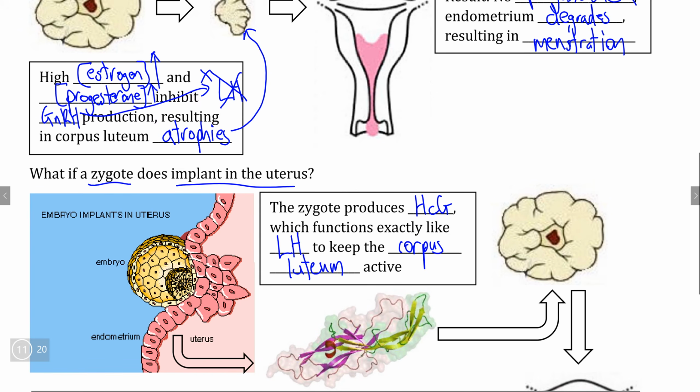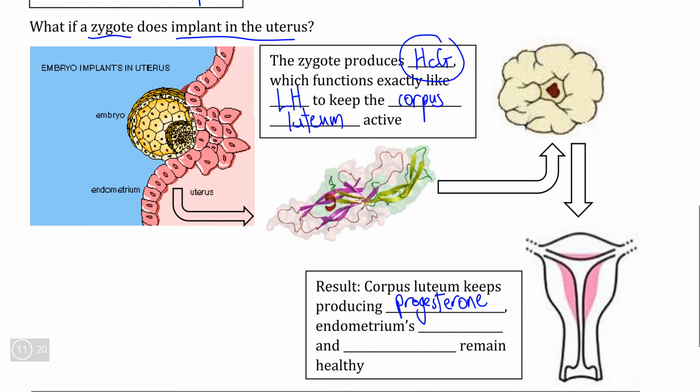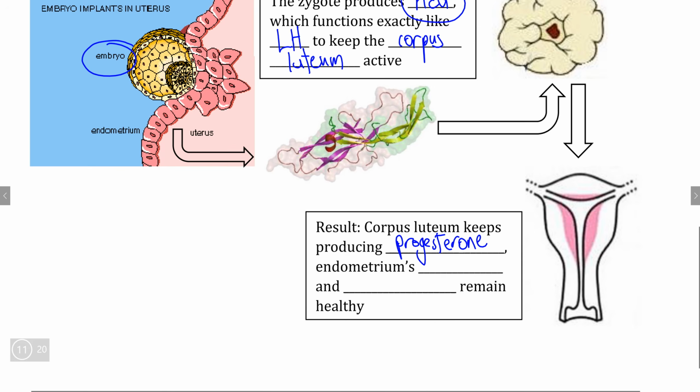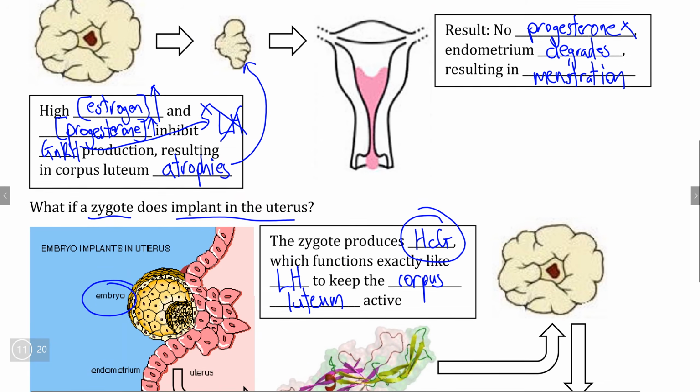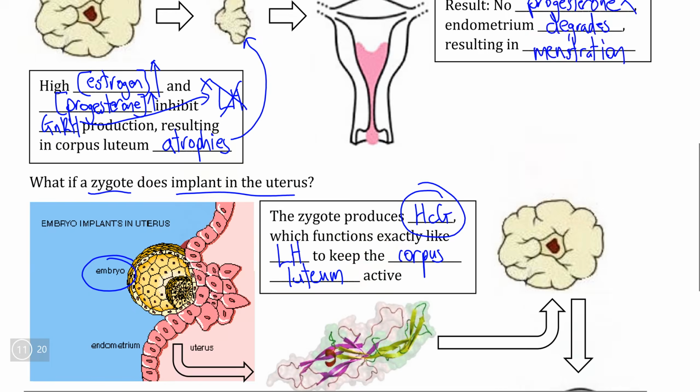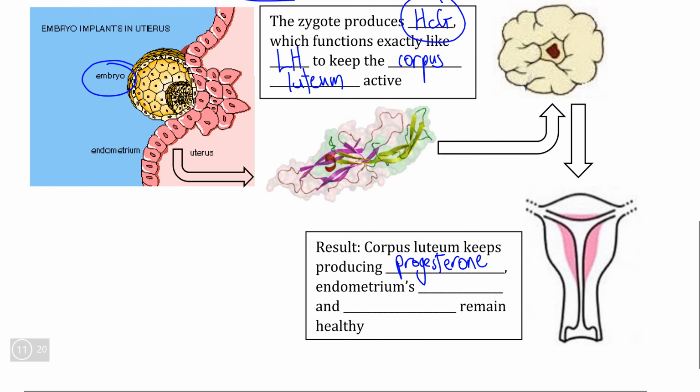So even if this negative feedback process still happens, HCG, because it functions exactly like LH, but because it isn't produced by the pituitary gland, because it's actually produced by the zygote itself, keeps the endometrium functioning, even though the negative feedback cascade has already shut off the normal way that the corpus luteum will function.